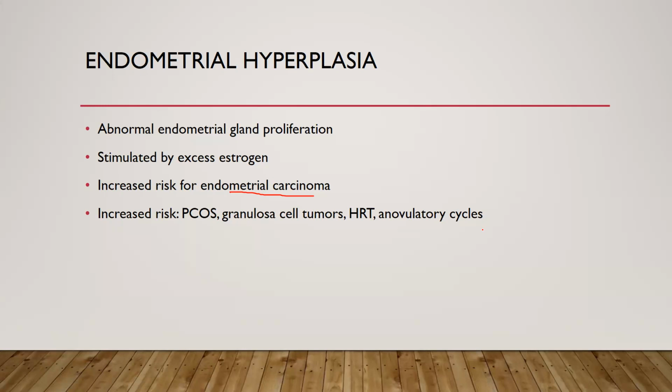So we see this commonly with our PCOS. That's how PCOS has the increased risk for endometrial cancer, is because of its risk of endometrial hyperplasia, a granulosa cell tumor, hormone replacement therapy, or anovulatory cycles. Anytime you're going to have that follicle that sticks around that can continue to produce estrogen, that's a hyperestrogenic state.